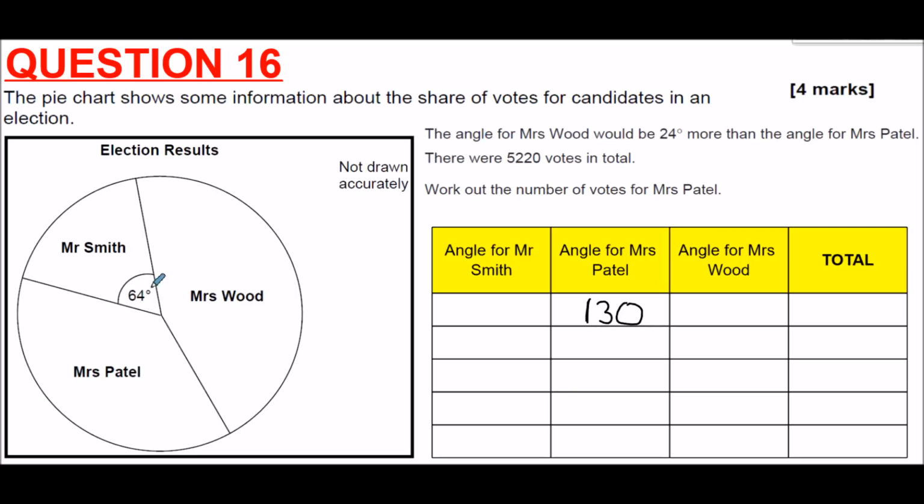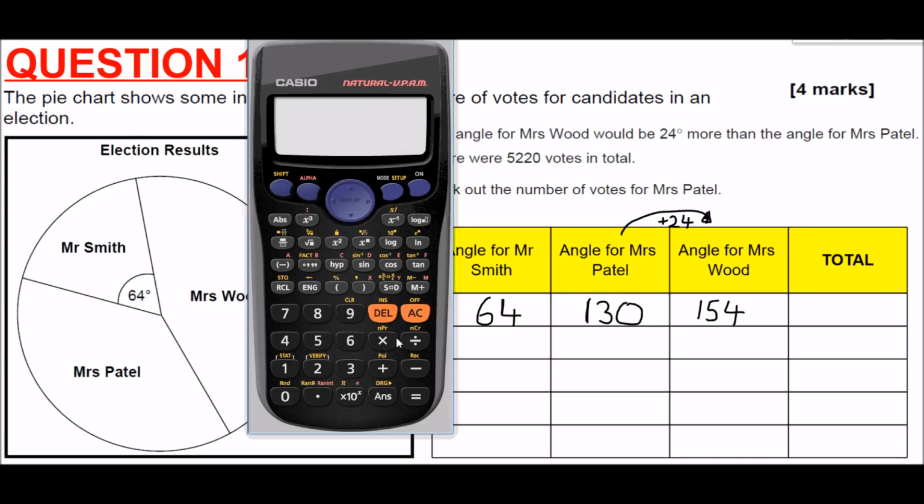Now, based on what it says in the question, the angle for Mr. Smith will always be 64 degrees. And here it says that the angle for Mrs. Wood will be 24 degrees more. So the angle for Mrs. Wood will always be the angle for Mrs. Patel plus an extra 24 degrees on top. So 130 plus 24 will be 154. Now, all of these angles, the three angles in the pie chart, they've got to add up to 360. So what we can do is see if these do.